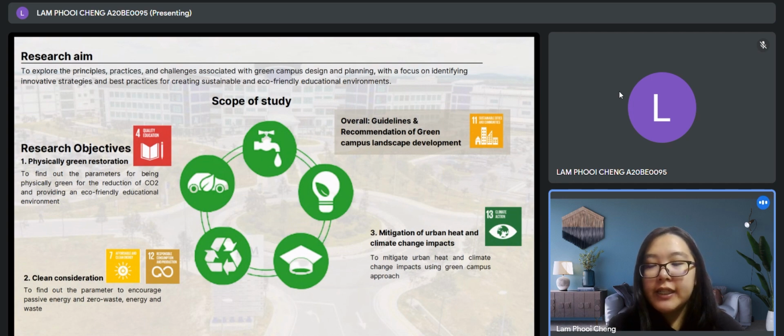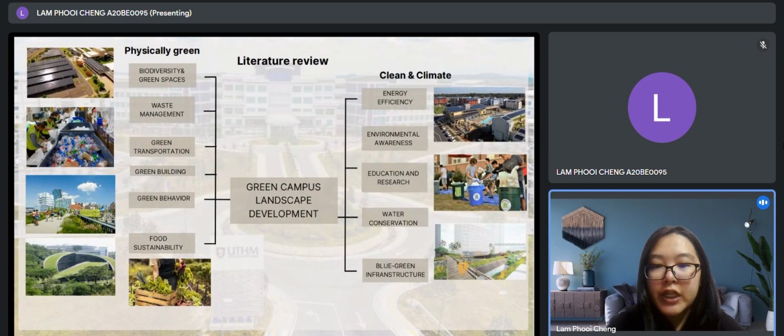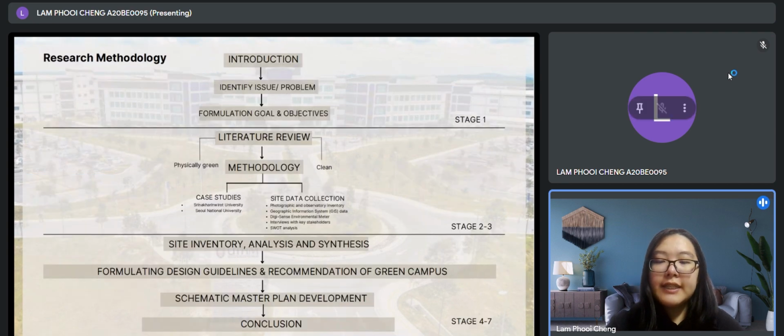The first objective is physical green restoration. Secondly, there are clean considerations, and the third is the mitigation of the urban heat. In terms of the literature review, we'll cover all aspects of green approach, such as the green transportation, the green energies, and climate aspect, such as the energy efficiency and blue-green infrastructures. Here is the framework of the methodology, which is similar to the first proposal, but the difference is using the UI Green Metric tool for the evaluation of green campus criteria.